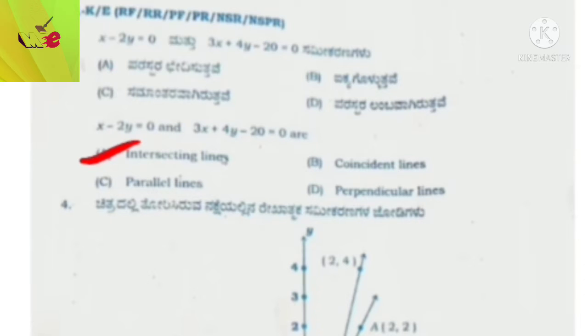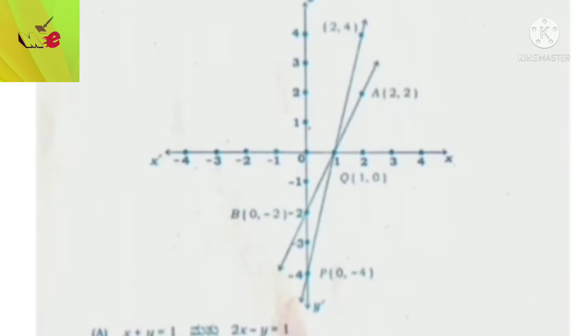Next, fourth one: the intersecting point is given, 1 comma 0, and the corresponding line we should find out. How can you find out? You can substitute this point in the equations. Whichever equation satisfies the point is the correct answer. So you can see option C, 2x minus y equal to 2 and 4x minus y equal to 4. Option C is the right answer.